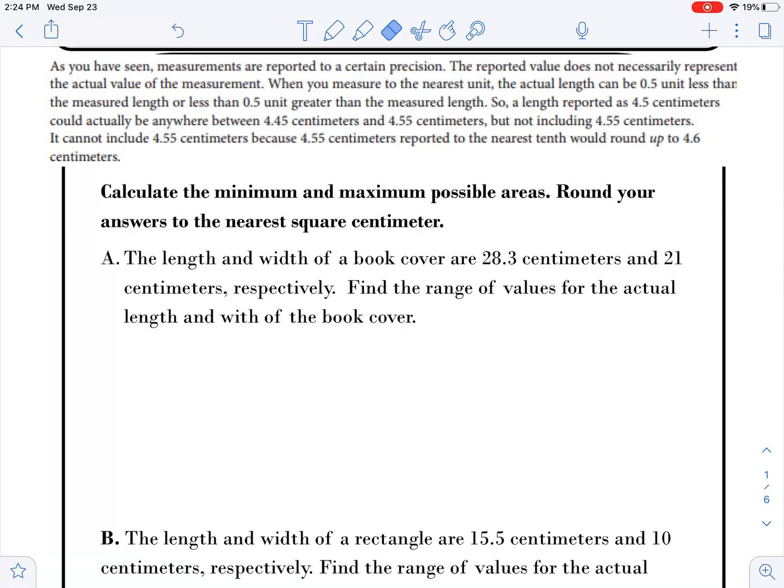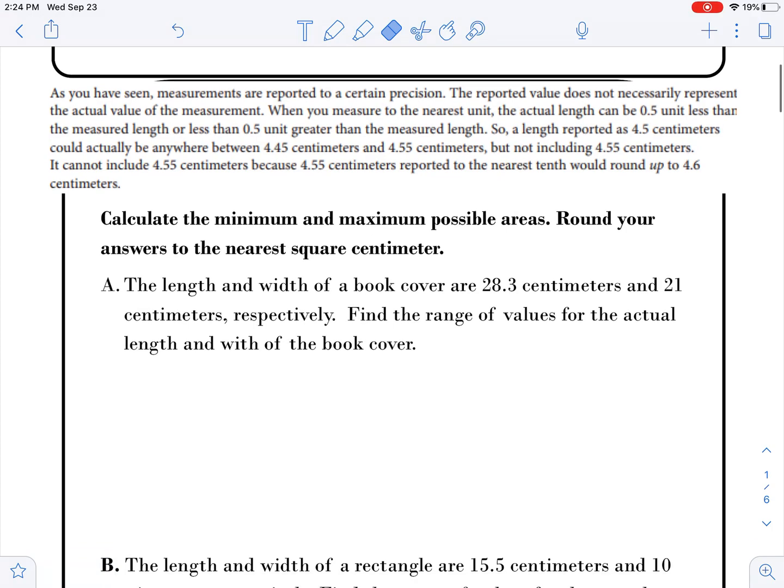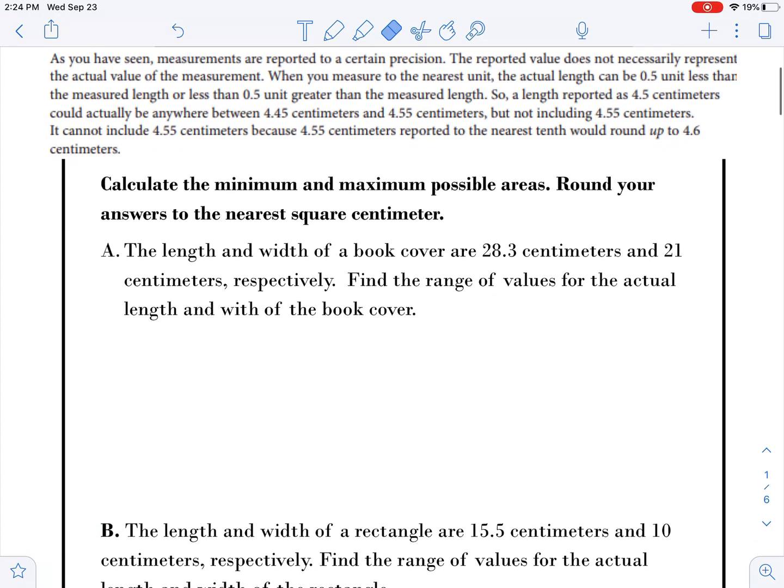Hello students, we're going to go over section 1.3, precision and accuracy. As we go through this, we're going to talk about finding the minimum and maximum possible areas.